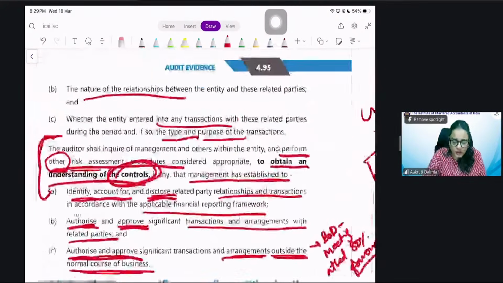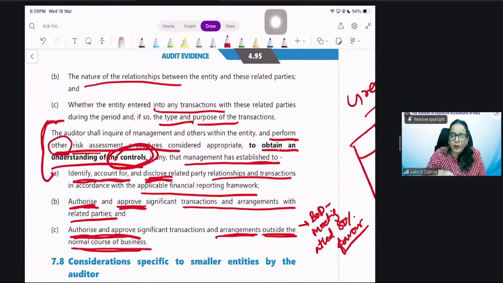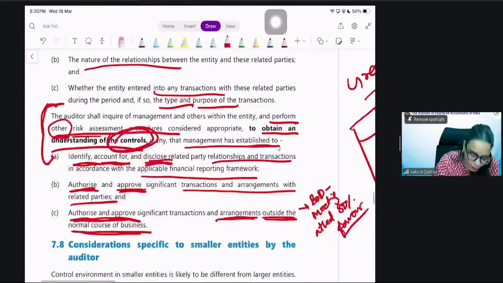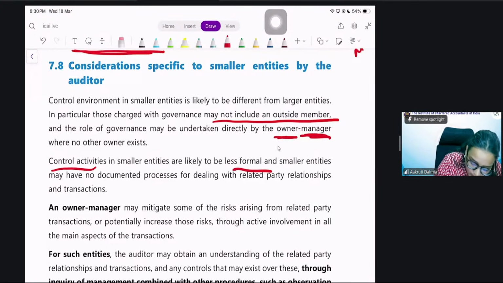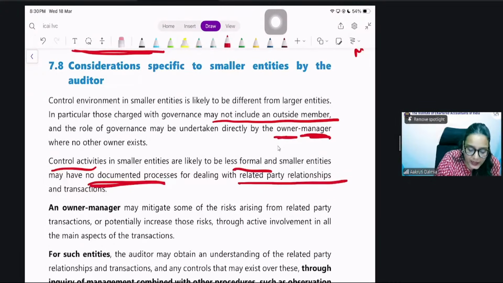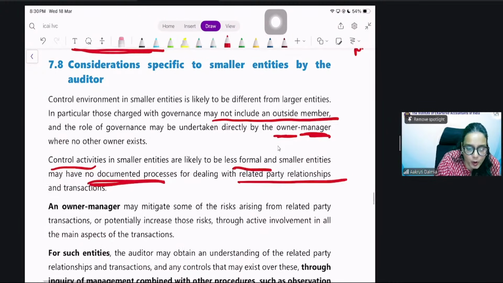If I go to a small businessman and ask all these questions, what do you think will be the answers I get? If I go to a small businessman and ask for all these details, who authorizes, who approves, give me your internal controls, do you think I'll get answers? No. So if it's a smaller entity, where the owner himself is the manager, there may be no outside member. Internal controls will be less formal. There will be no documented process of related party relationships. Do you think all this will be there? All this will not be there.